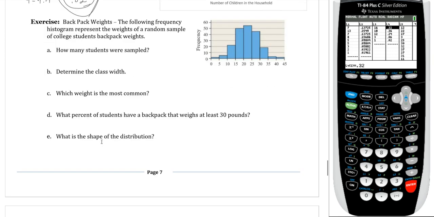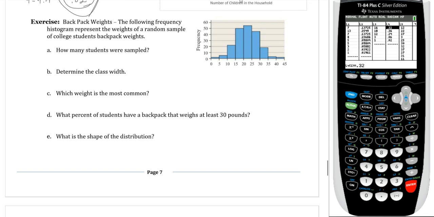Next question. Backpack weights. The following frequency distribution histogram represents the weights of a random sample of college students' backpack weights. So the histogram is already created. I will say when you do create histograms, there are a few things that you should have, and this histogram would be missing a few things in my mind.